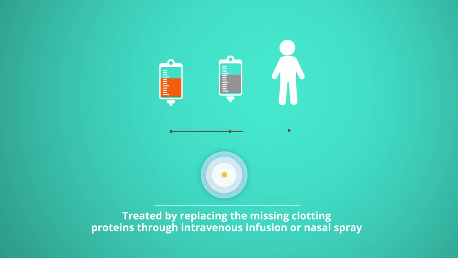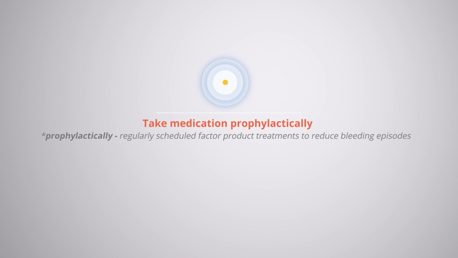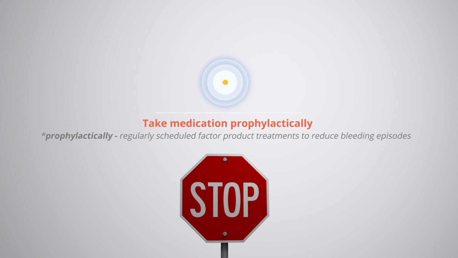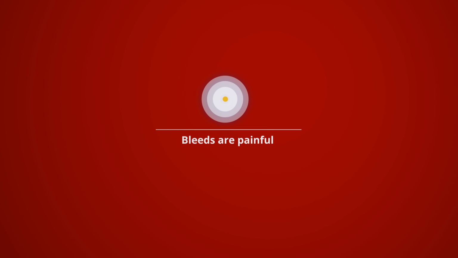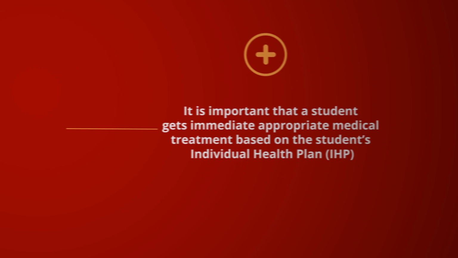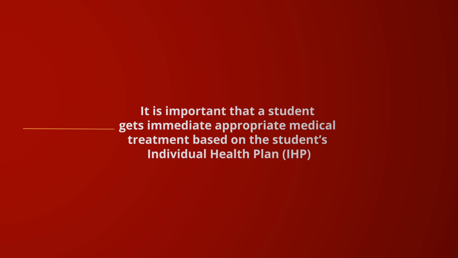Bleeding disorders are treated by replacing the missing clotting proteins through intravenous infusion or nasal spray. Many people with bleeding disorders take medication prophylactically, which can reduce bleeding episodes. However, even with medication, bleeds can occur and should be addressed. Bleeds can be quite painful. It is important that a student who says he or she is having a bleed or describes any of the symptoms gets immediate appropriate medical treatment based on the student's individual health plan.